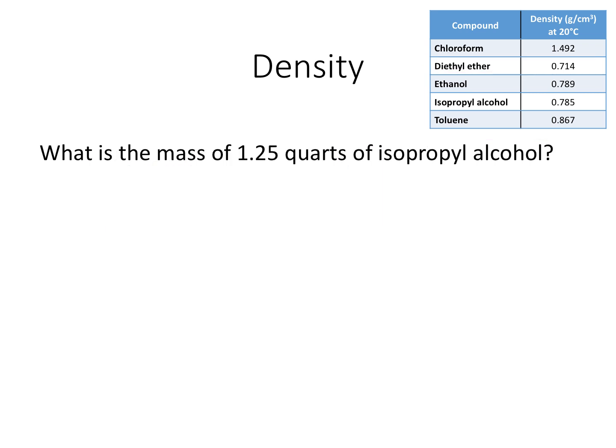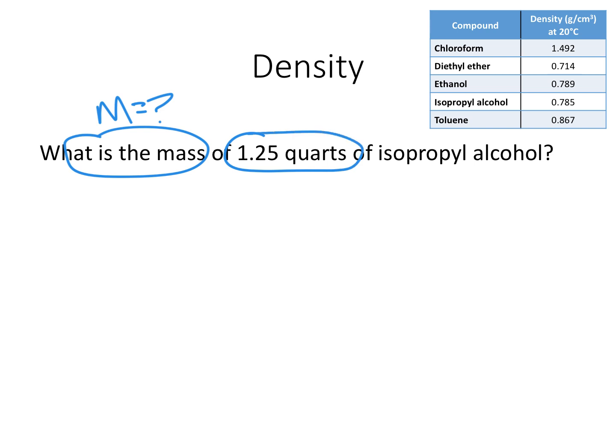All right, here is my last density problem. What is the mass of 1.25 quarts of isopropyl alcohol? So what is the mass? Means I am looking for the mass. This is my question mark, of 1.25 quarts. That is a volume of isopropyl alcohol. And there's my density of my isopropyl alcohol.